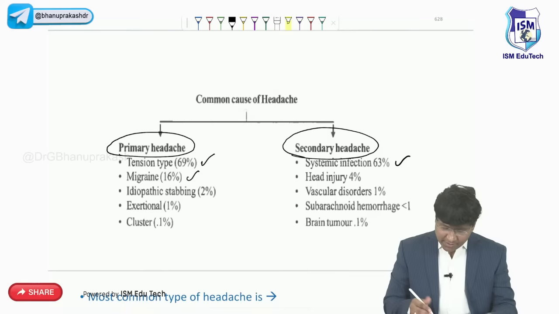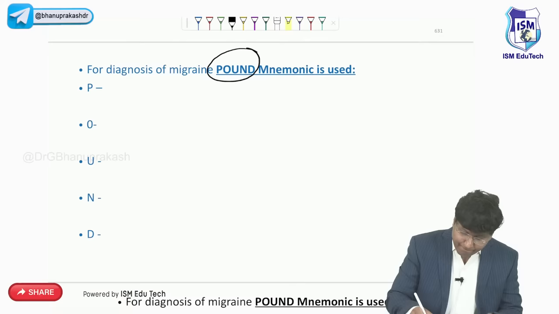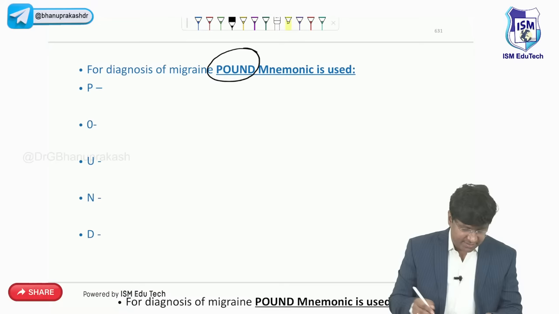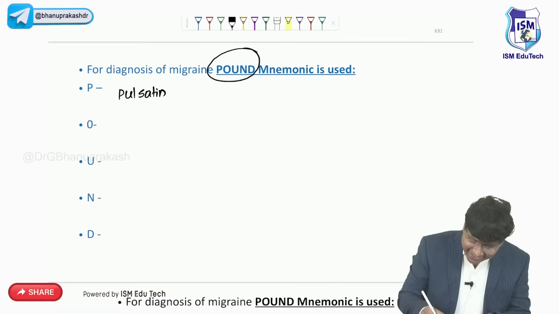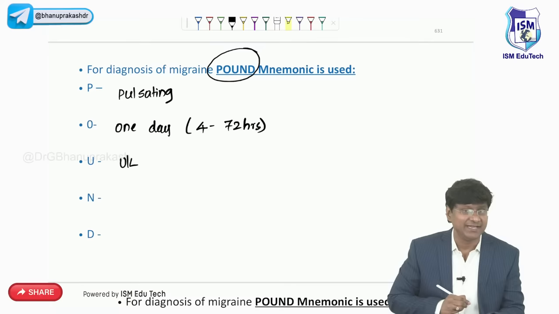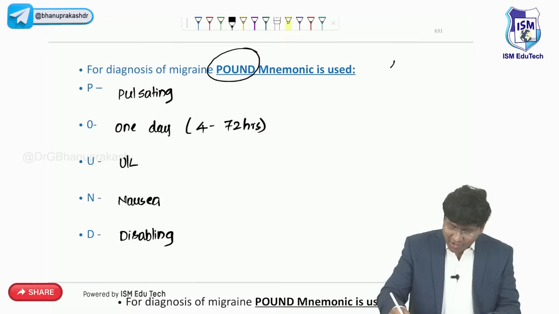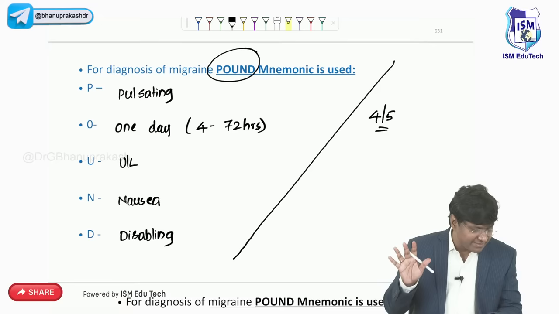Now, you need to know the description of migraine. The description of migraine is very, very important. So you have to remember this mnemonic, POUND. What does POUND stand for? P stands for pulsating in nature, so the headache in migraine will be pulsating. O stands for one day duration: the total duration is around 4 to 72 hours, but on average it is one day. U is unilateral, mostly. N is nausea or vomiting. And D is disabling in character. Out of these five, at least four should be there. That is the description of migraine.